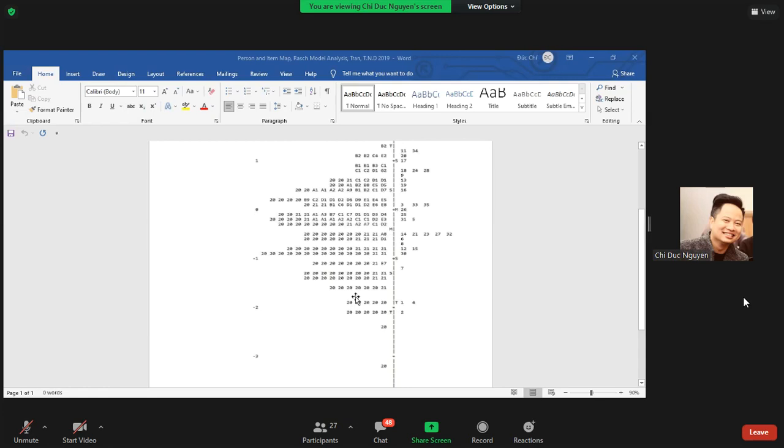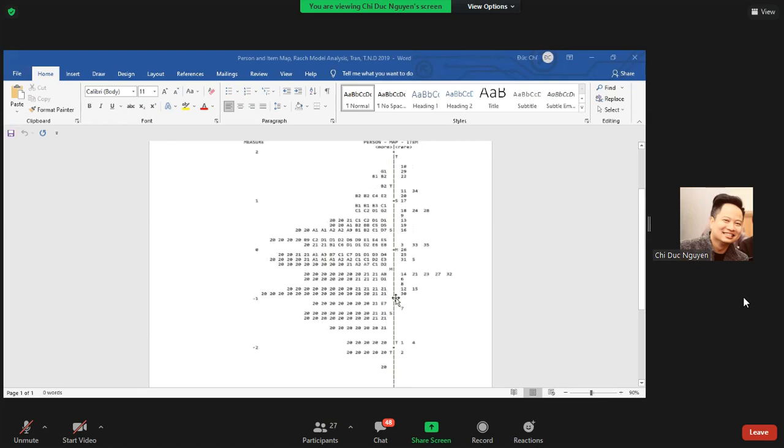So on one hand, it's going to be too difficult. On the other hand, even for some easy items, there are few students who are able to answer them. But for some middle range questions, most of the students are able to answer them. So it's quite odd, right, in terms of difficulty level. Okay, so that is the first way that we look at the difficulty level of the test item.